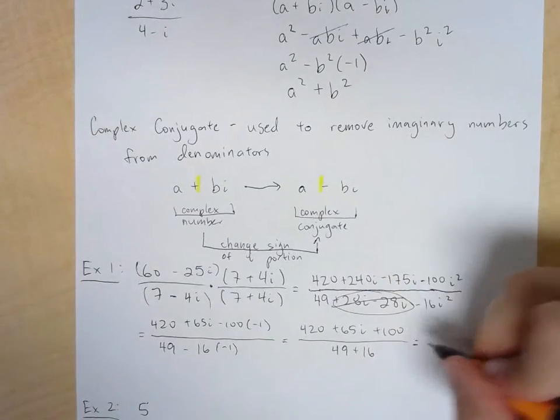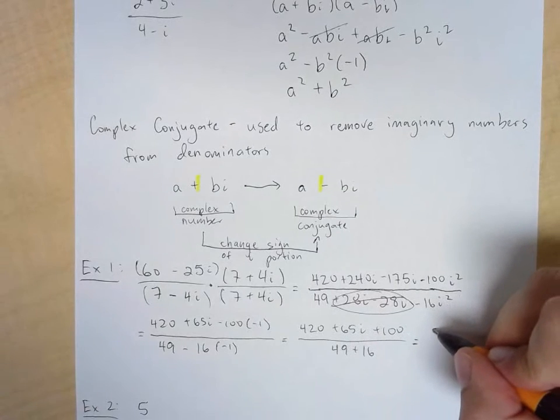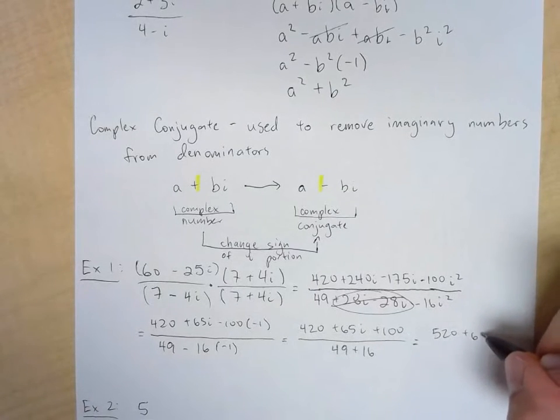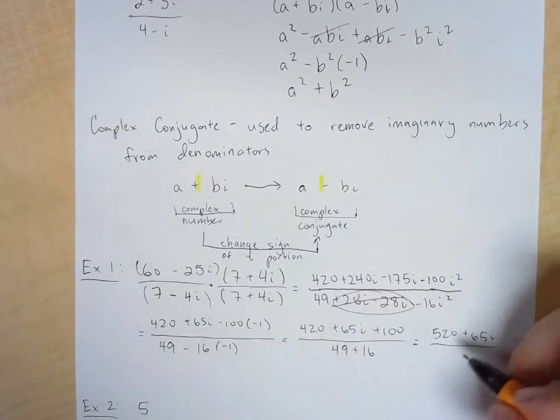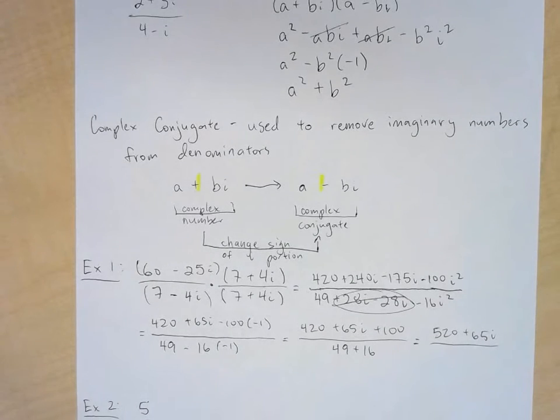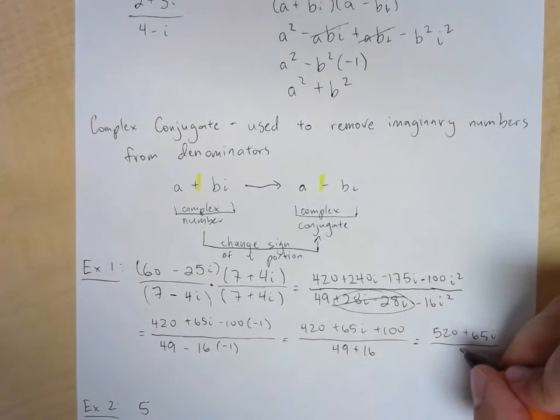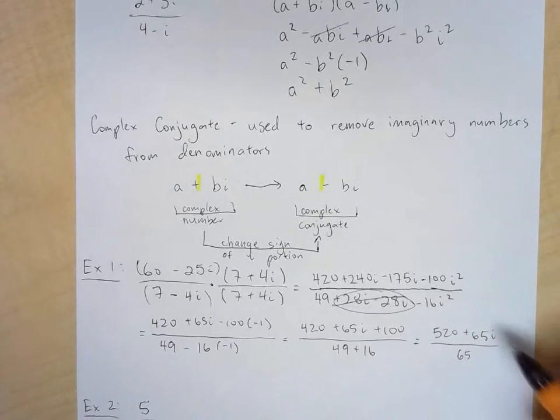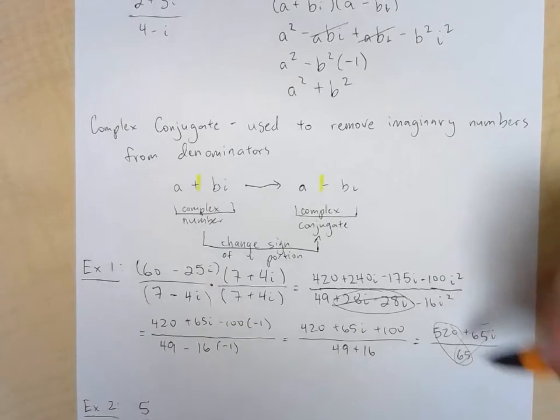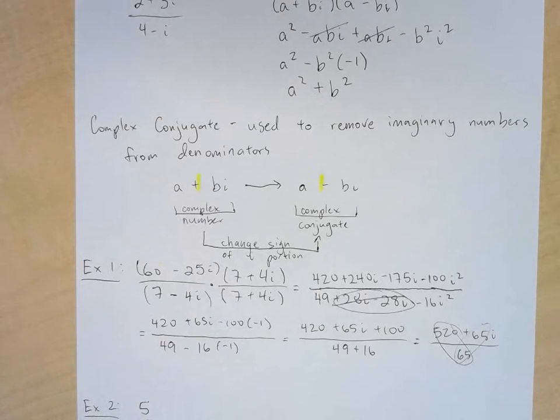And then we're going to simplify one more step, we can combine the like terms. We get 520 plus 65i, all divided by, so you think 49 plus 16 is 65, which is very fortunate. Okay, so I'm just going to check. I know that I can reduce this fraction. I'm going to check what common factors 520 and 65 have. I wonder if it's multiple. Oh, they are multiples. Okay, so 520 divided by 65 is going to give us 8.